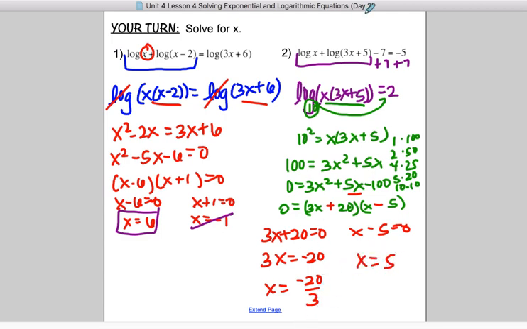Then we just need to check. Oh, there's this x here. So right away my negative's out. Then if I plug in 5, that would be positive, and then 3 times 5 is 15 plus 5, so that one's positive. So our only answer here would be x is equal to 5.